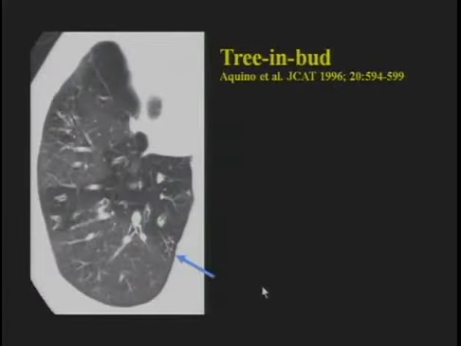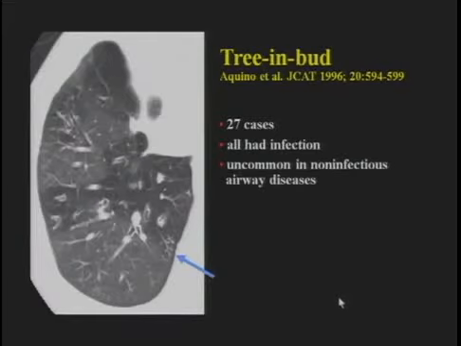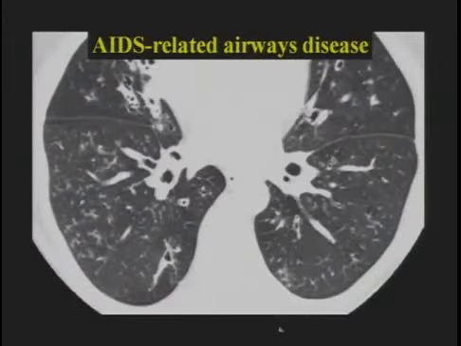Now, basically, if you see tree and bud, as we see in this case, it's going to be an infection. We reviewed a number of these a few years back, and every case we looked at with tree and bud had some sort of infection, very uncommon in non-infectious airways diseases. So if you see this appearance, and it's a very characteristic appearance, you can bet that the patient has some sort of airway infection. A patient with AIDS-related airways disease due to chronic infection.